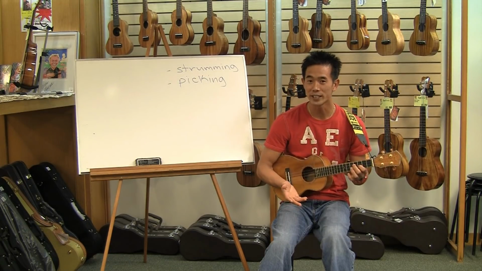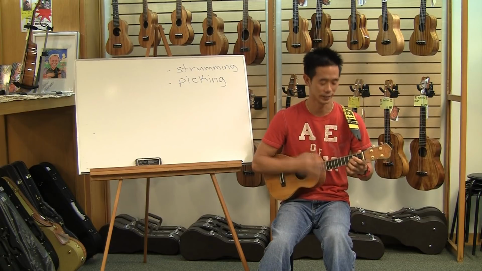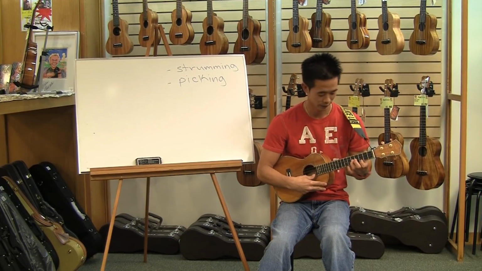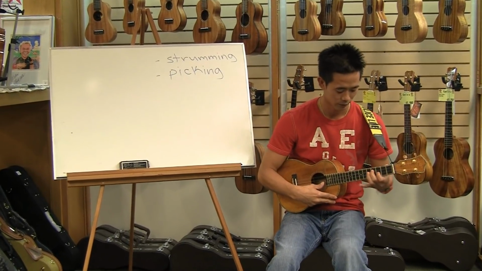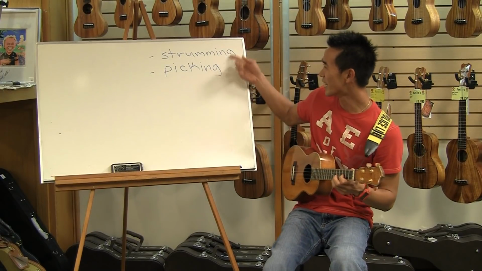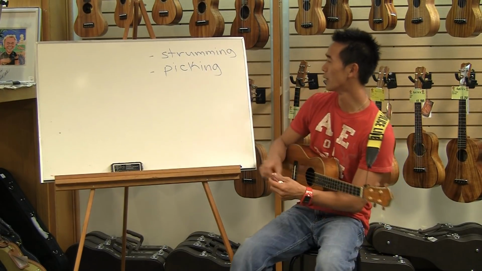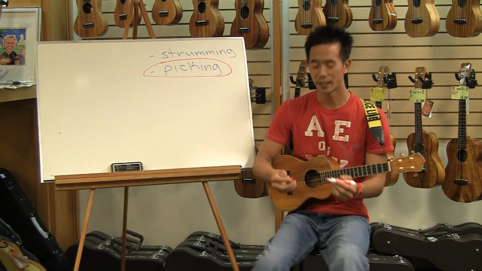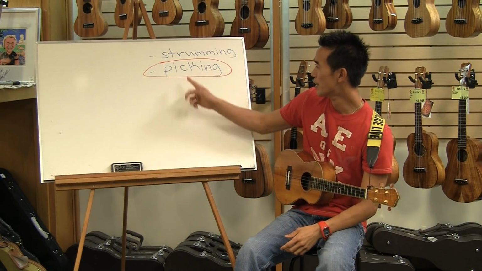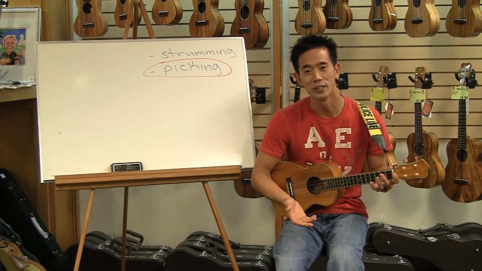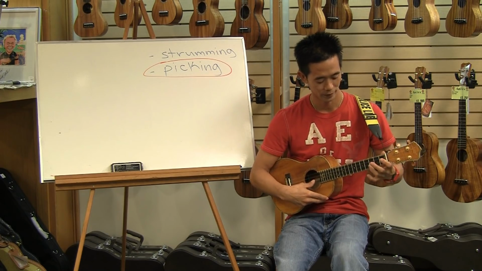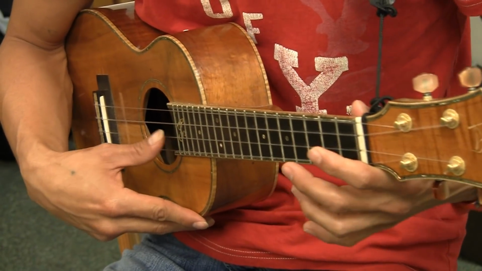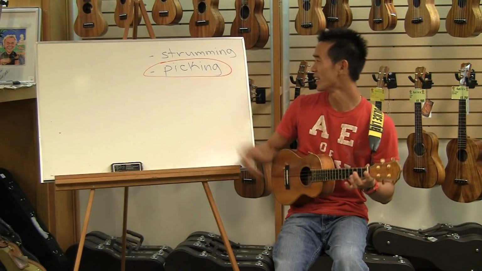Just by watching me, you should be able to say, oh, he's strumming. If you see me doing something like this, you say, oh, he's picking. So that's kind of the difference. Basically with picking, we usually play the melody to a song. For example, I could pick the melody to Twinkle Twinkle Little Star and it would sound like this. So that's the picking part.